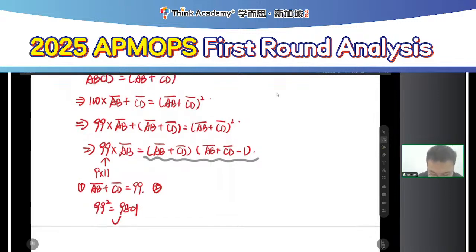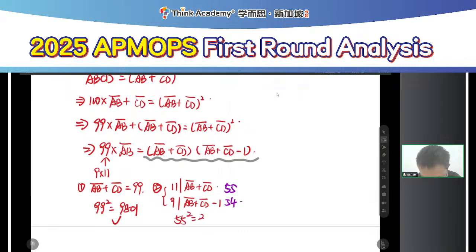And the second case, you should know why 2025 works, because maybe one of them is a multiple of 11. For example, AB plus CD is a multiple of 11. And then AB plus CD minus 1 is a multiple of 9. Which means we need to find two adjacent numbers, one a multiple of 11, one a multiple of 9. You can use the Chinese remainder theorem to find this number, or maybe just list. It's not that hard. List all the multiples of 11 to find out which one plus 1 or minus 1 is a multiple of 9. And then you find out this group is 55 and 54. So now 55 squared also works, which is 3025.